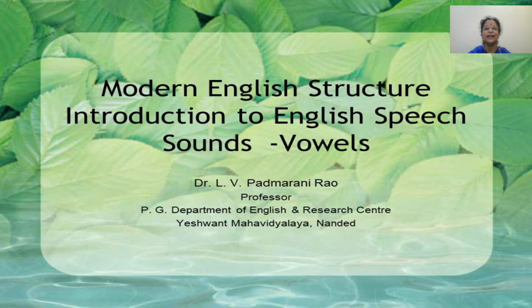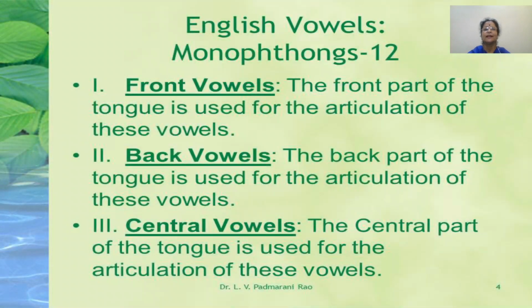Good morning and welcome to the Introduction to English Speech Sounds under Modern English Structure paper, and we are in the discussion of the vowel sounds in English. English language has got 20 pure vowels and 24 consonants. Of the 20 vowels, we have 12 monophthongs or the pure vowels and 8 diphthongs.